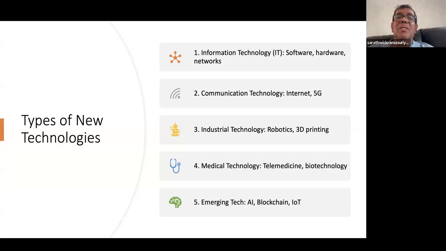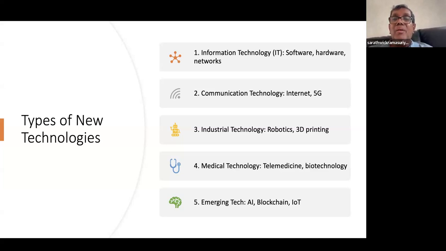Now, information technology is one type of new technology. Information technology is software, hardware, and networks. We know what software is, right? You know what hardware is? Hardware means computers or servers. Networks means how they are interconnected. And then communication technology comes as the internet and 5G. The internet is sometimes a WAN to connect computers, and 5G, like 4G, is an access technology. Another one is industrial technology, like robotics and 3D printing.